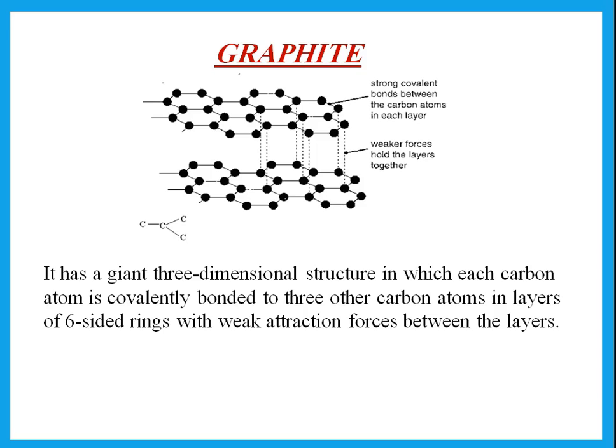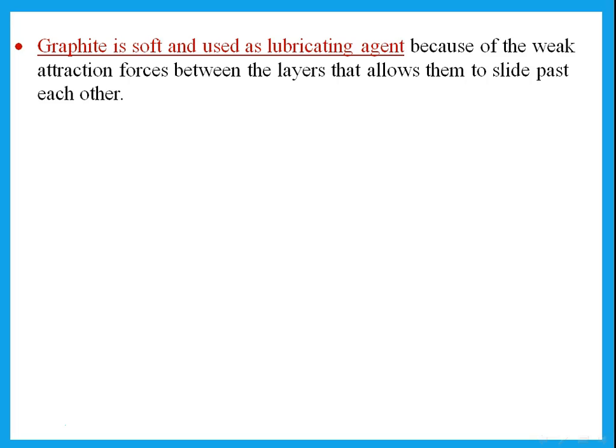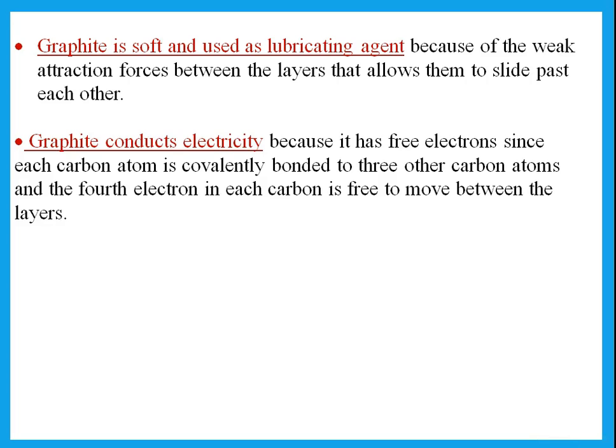Remember that graphite is the only non-metal that conducts electricity. And because of the layers, graphite is soft, and because it's soft, it's used as a lubricant or lubricating agent. All of this is because of the weak attraction forces between the layers that allow them to slide past each other. So graphite is soft, diamond is hard. Graphite is used as a lubricating agent, diamond is used for cutting and drilling.